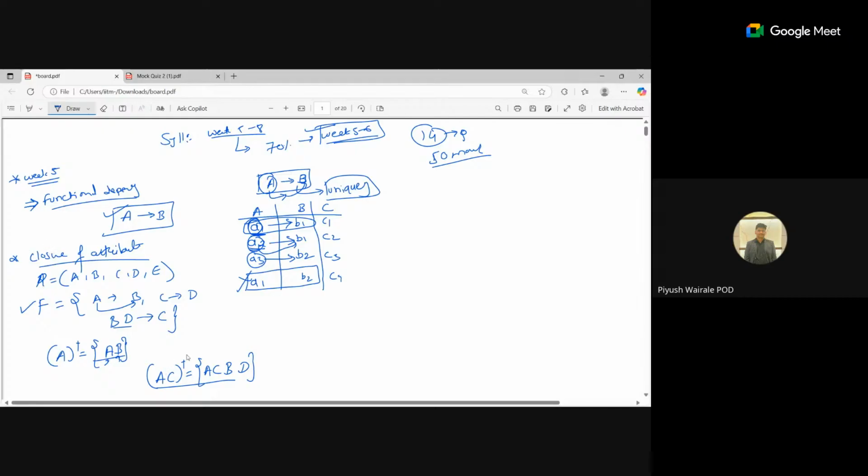But why are we doing this? To find the key here, right? So what's the concept of key? Yes, anyone?